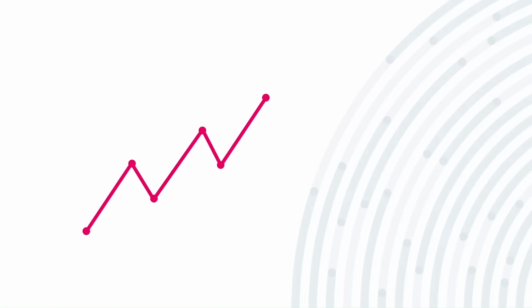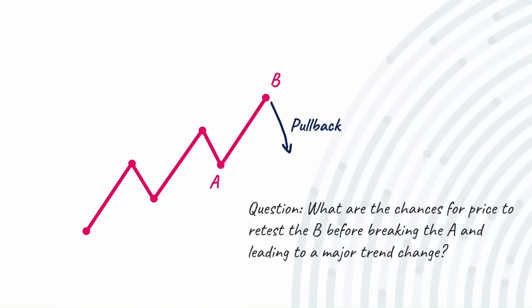The latest impulsive move starts from A and ends in B, and then the market makes a pullback. So here comes a question. Considering we are in an uptrend, what are the chances for price to retest the B before breaking the A and leading to a major trend change? The chances are pretty high.